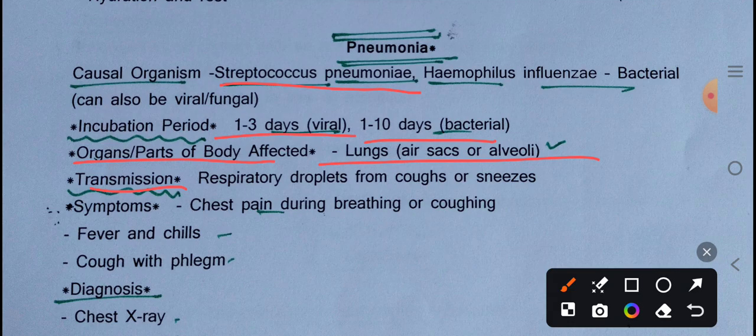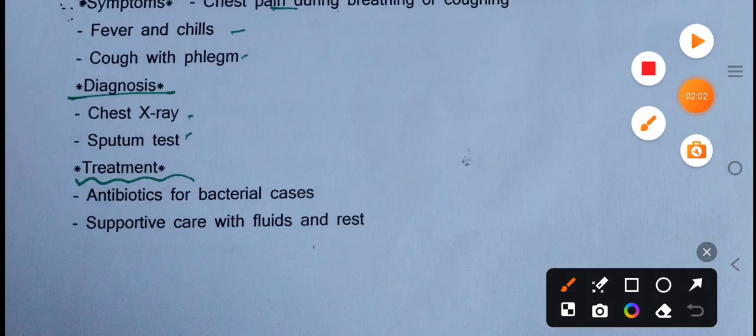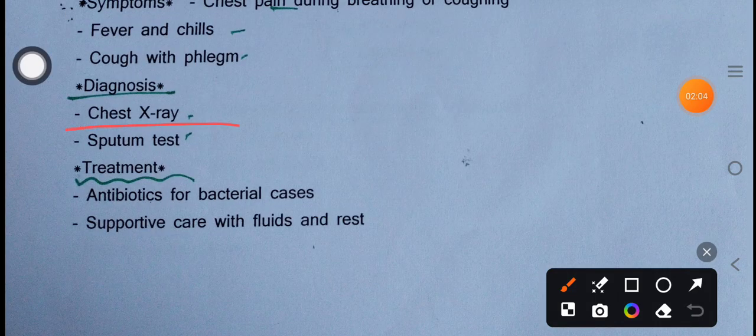Transmission: it is transmitted by respiratory droplets from the cough or sneezes of the patient. Symptoms include chest pain during breathing or coughing, fever and chills, cough with phlegm. Diagnosis is done with chest x-ray, sputum test, and for treatment some antibiotics can be given and it also needs some supportive care with fluids and rest.